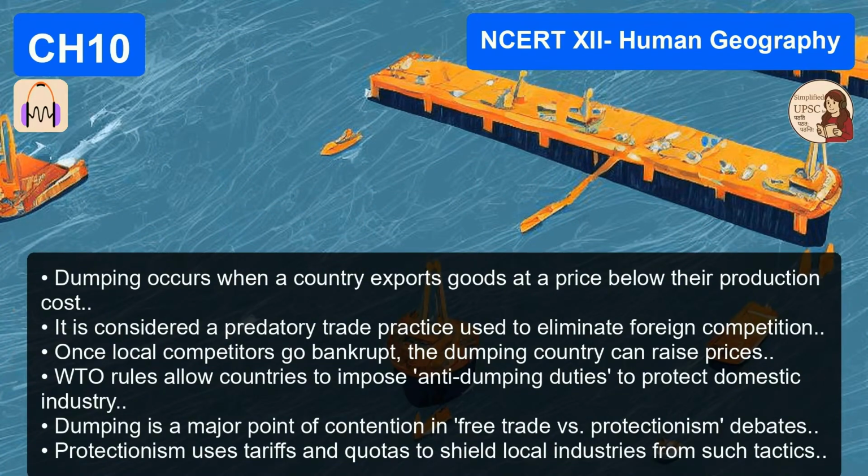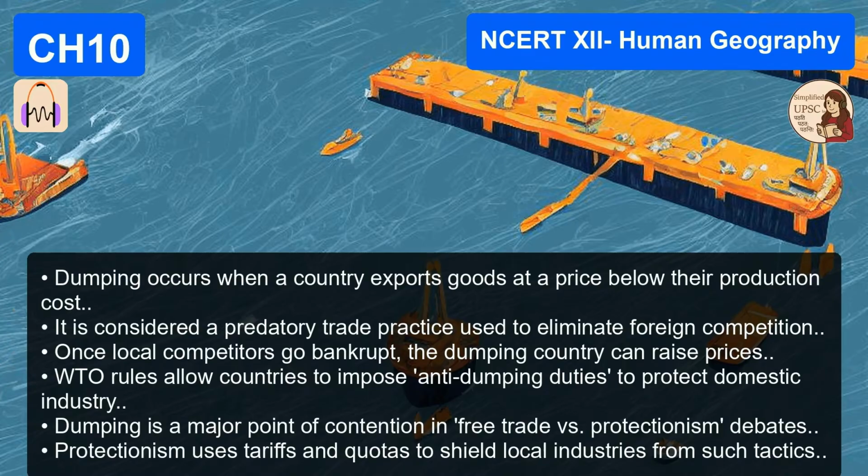And how is it different from the old GATT? This is a crucial distinction, and one the exam might test. GATT was mostly about trade in goods, physical things. The WTO is much broader. It covers services too, telecommunications, banking, tourism, and intellectual property rights. It reflects the modern, service-based economy.